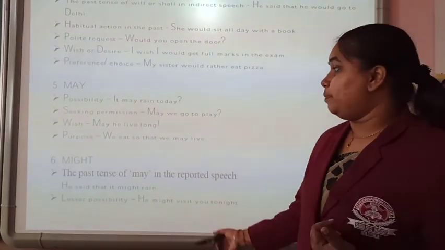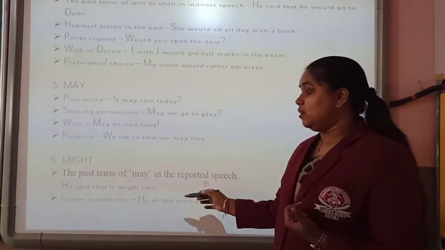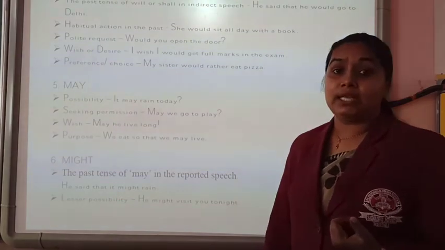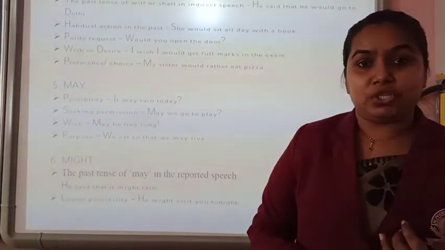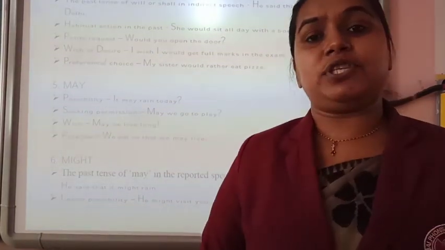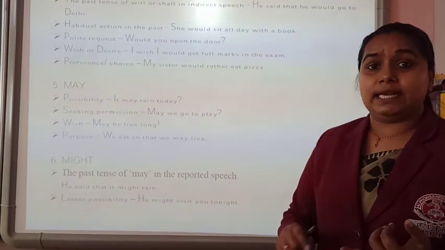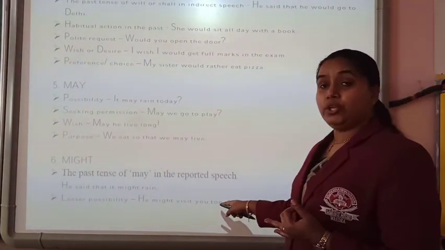Now comes the past form of may, that is might, that we use in reported speech. They said it might rain. He said, it may rain today. It is our direct speech. When I have to say the same thing in indirect form, I will use might. He said that it might rain today. So that is how we are using this.